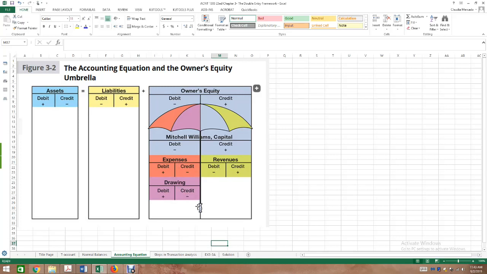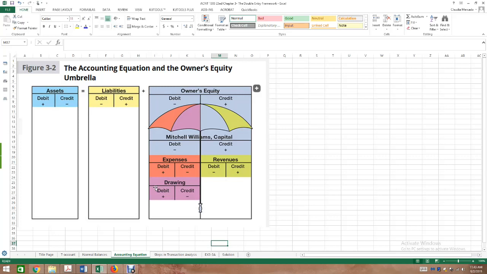Okay? The same thing for a drawing. When your drawing is increasing, you're going to debit it. When your drawing is decreasing, you're going to get a credit. Once again, 99% of the time, anytime you see the word drawing, it will always be a debit, unless there's some kind of an adjustment where we failed to record an entry correctly or whatever the case might be. Okay? But this is another diagram that I would recommend that you have with you handy.